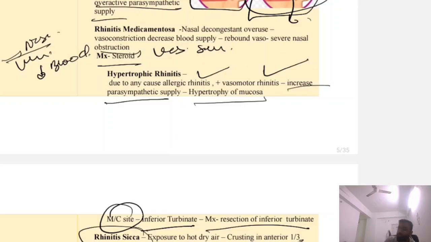Next is concha bullosa. I have already explained this to you. It is an air-filled cavity, a pneumatized turbinate. The middle turbinate is the most common, mostly seen in the middle turbinate. And how will you manage this patient? By doing resection. You will find a bulla-like picture in the middle turbinate.